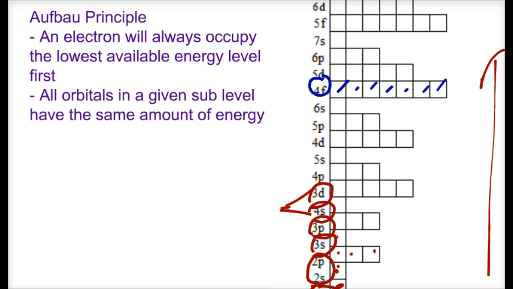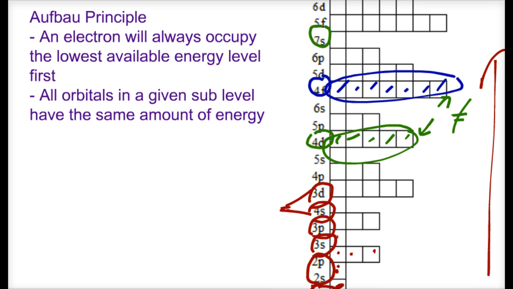The same would actually go if we looked at 7s's. Well, that's not a good example. Let's do the 4d's. Every one in this particular one would also have the same amount of energy. The energy levels between these two are not equal. But within here, they're equal. And within here, they're equal.